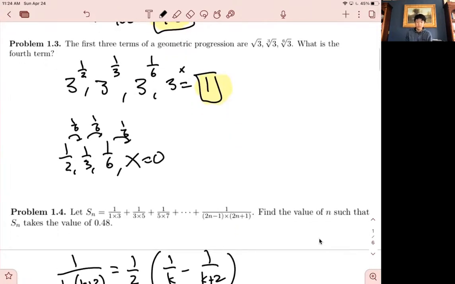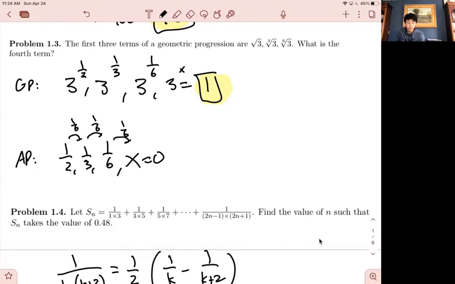Problem 3. The first 3 terms of a geometric progression are square root of 3, cube root of 3, and 6th root of 3. What is the 4th term? So for a geometric series, we're multiplying by the same thing each time. That means we're basically adding the same amount to the exponent each time. So the exponents should be an arithmetic progression. So GP and AP.